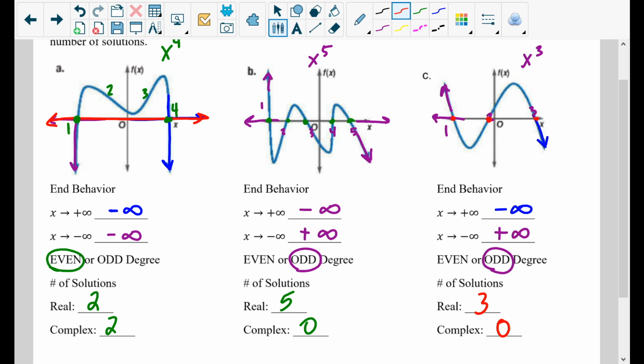So hopefully that makes a little bit of sense with the end behavior and number of solutions as we're increasing and decreasing with our degrees. So a little bit of information there on polynomial functions, evaluating, looking at their graphs, and the information from their graphs to determine what kind of polynomial we're dealing with.